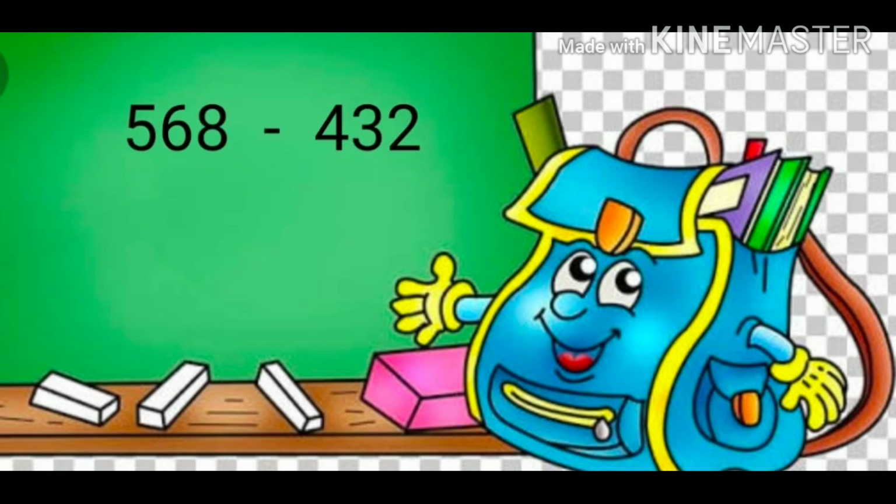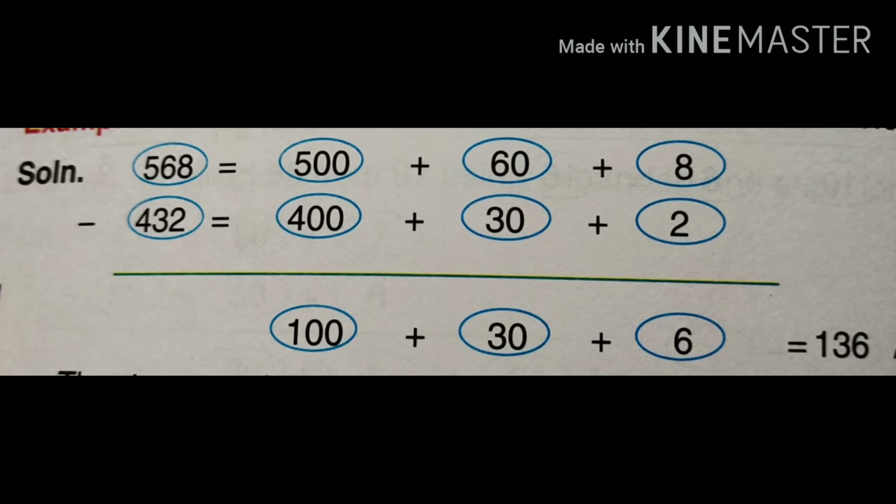Let us learn another concept, subtraction of three-digit numbers using expanded and short form. For example, if we have to subtract 432 from 568, first we do it with the expanded form. So children, the expanded form of 568 equals 500 plus 60 plus 8, and 432 is 400 plus 30 plus 2.